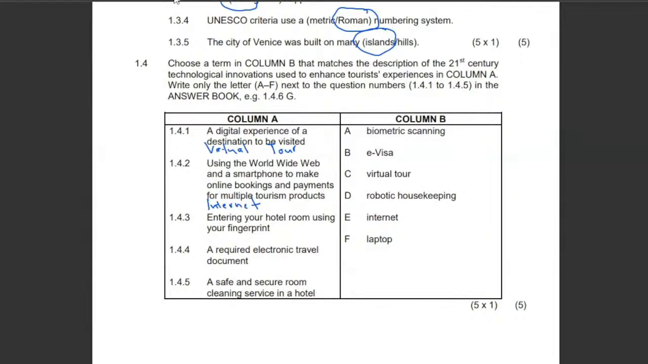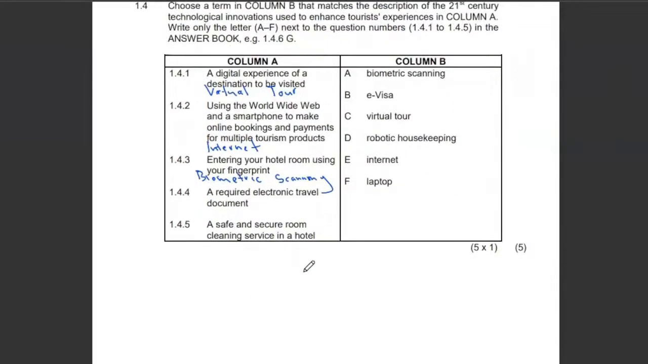Then when you enter your hotel room using your fingerprint, that's an example of biometric scanning. It's not only restricted to fingerprints, it can also be used through facial recognition technology as well, whereby you get access to your hotel room by facial recognition.